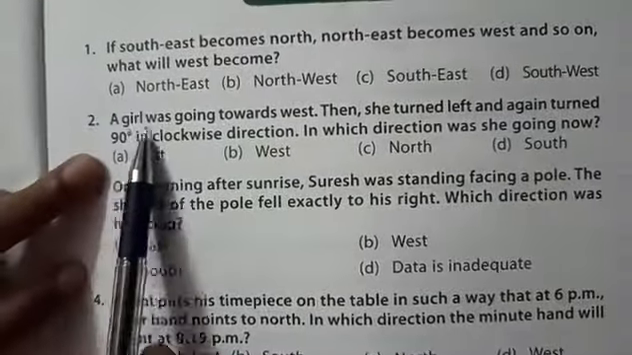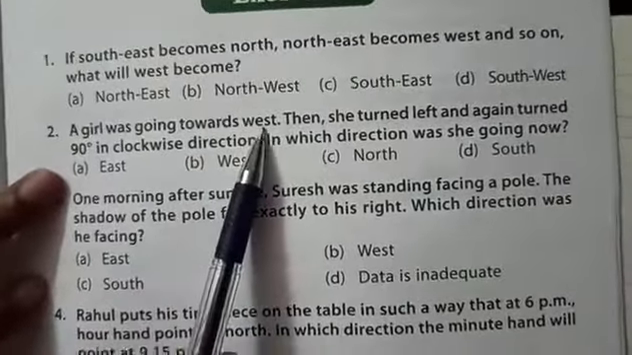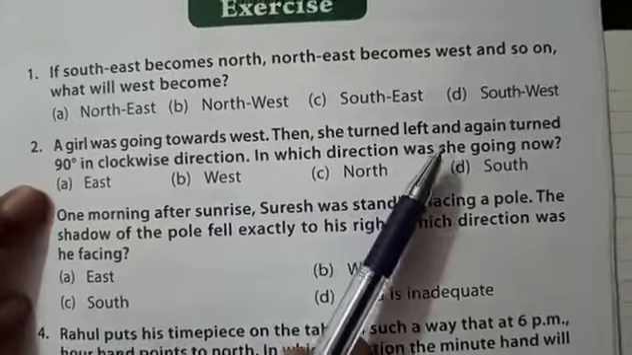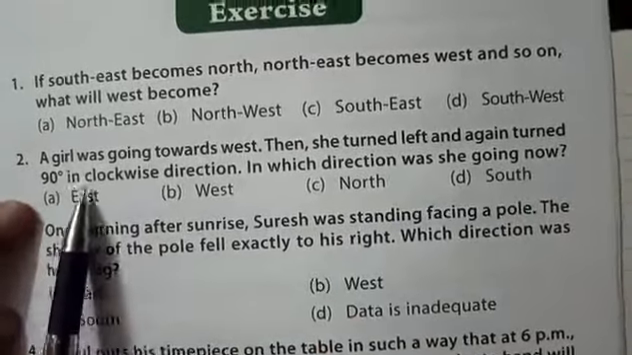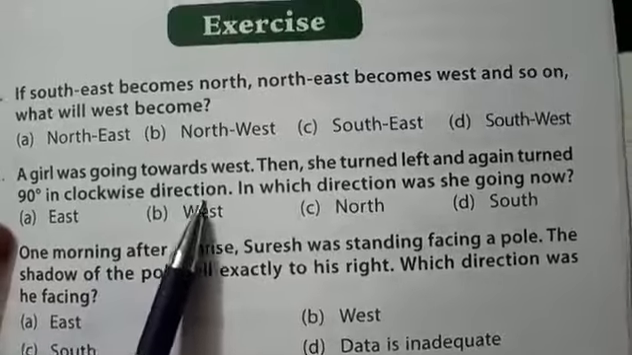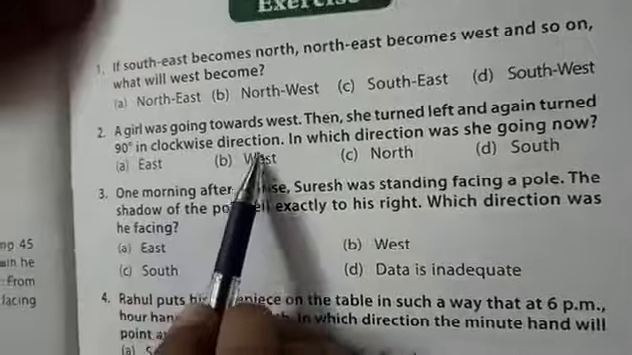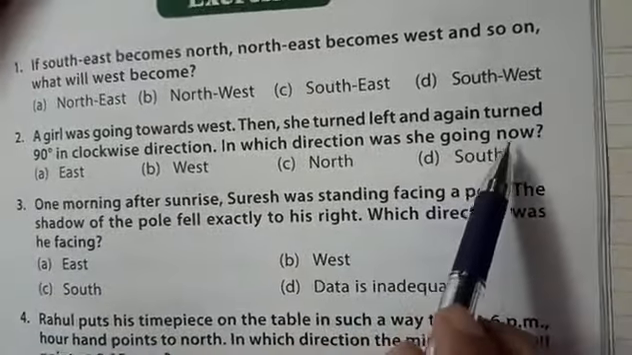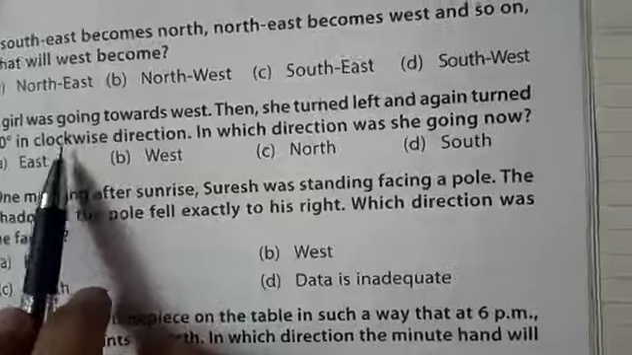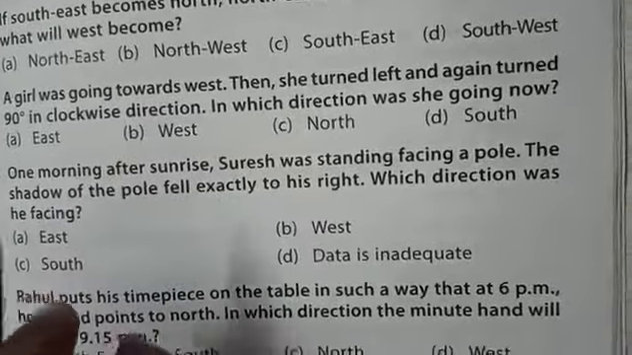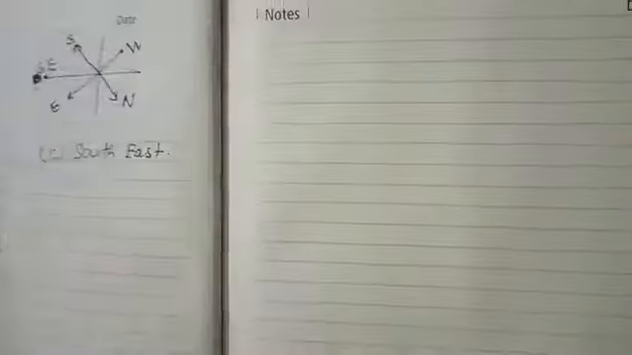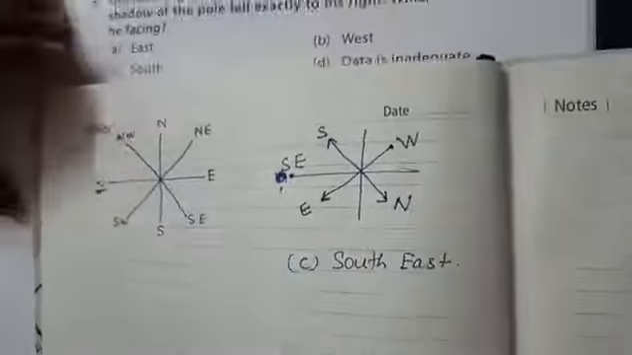Let's look at question number 2. Question number 2 is, a girl was going towards west. Then she turned left and again turned 90 degrees in clockwise direction. In which direction was she going now? So children, we should know what we mean by clockwise direction, right? Clockwise means going in the direction of the clock. So let's look at my notebook.